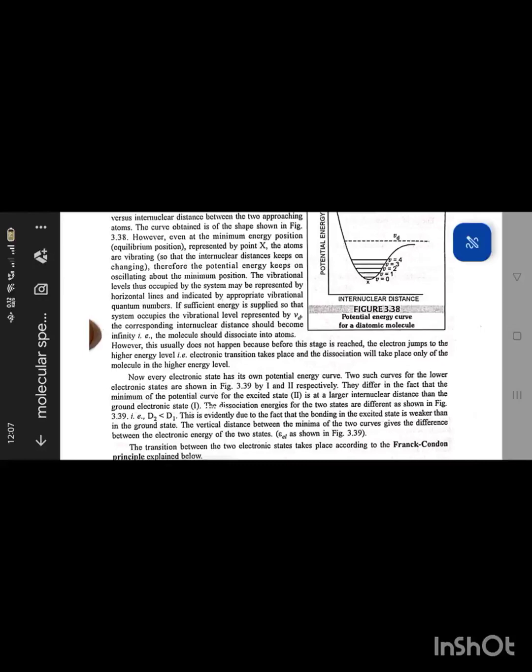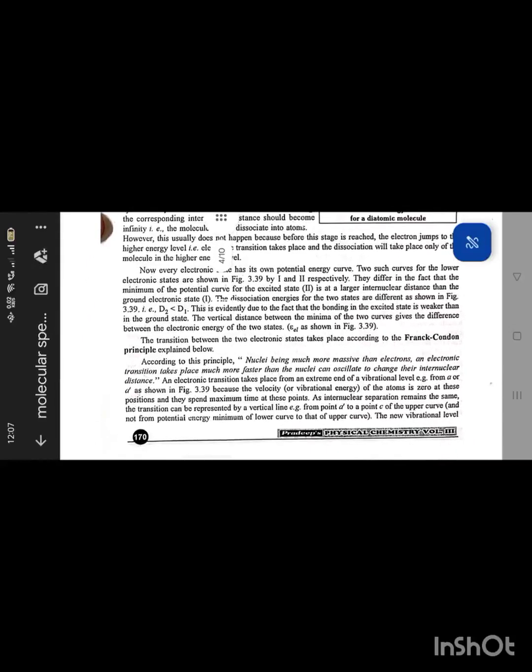level. Now, every electronic state has its own potential energy curve. Two such curves for the lower electronic states are shown by 1 and 2 respectively. They differ in the fact that the minimum of the potential curve for the excited state 2 is at larger internuclear distance than the ground electronic state 1. The dissociation energies for the two states are different as shown in figure. D2 is less than D1.